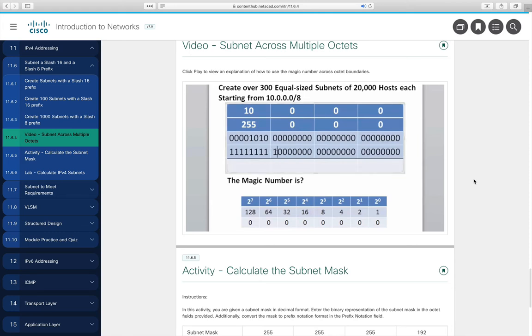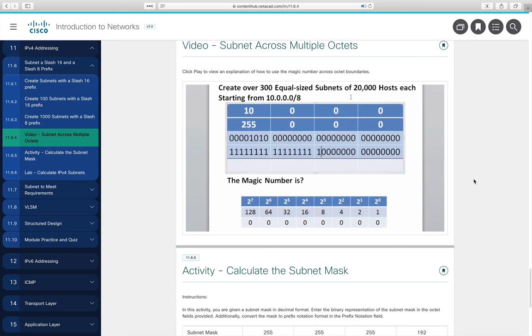If we borrow 1 bit, we have 2 subnets. Now we have 4 subnets, 8 subnets, 16, 32, 64, 128, 256, 512. If we borrow 9 bits, we'll have 512 subnets that we create, and that will be sufficient to meet the demand for 300 equal-sized subnets.